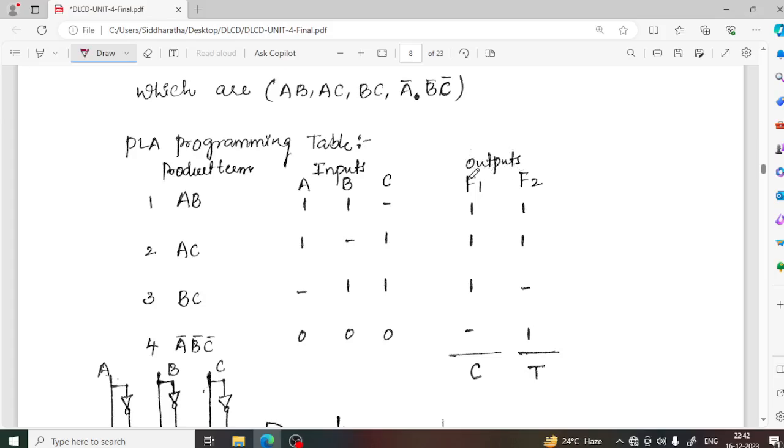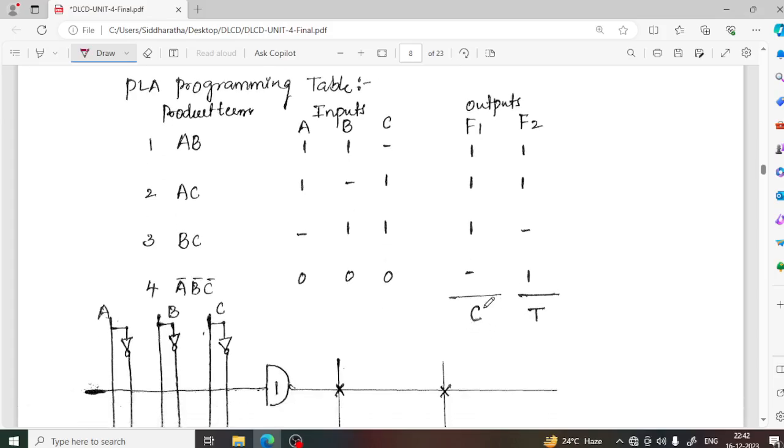Now F1 and F2 you have to consider. F1 covers AB, so put a 1. It covers AC, covers BC, so put a 1. F2 does not cover AB, AC, BC. A bar, B bar, C bar it covers, right? So if it covers put a 1, if not put a dash. So F1 is taken in which form, complemented form or normal form? F1 is taken in complement form to get fewer product terms. So you mention F1 taken in complemented form. F2 is taken in normal form, that is true form, right?